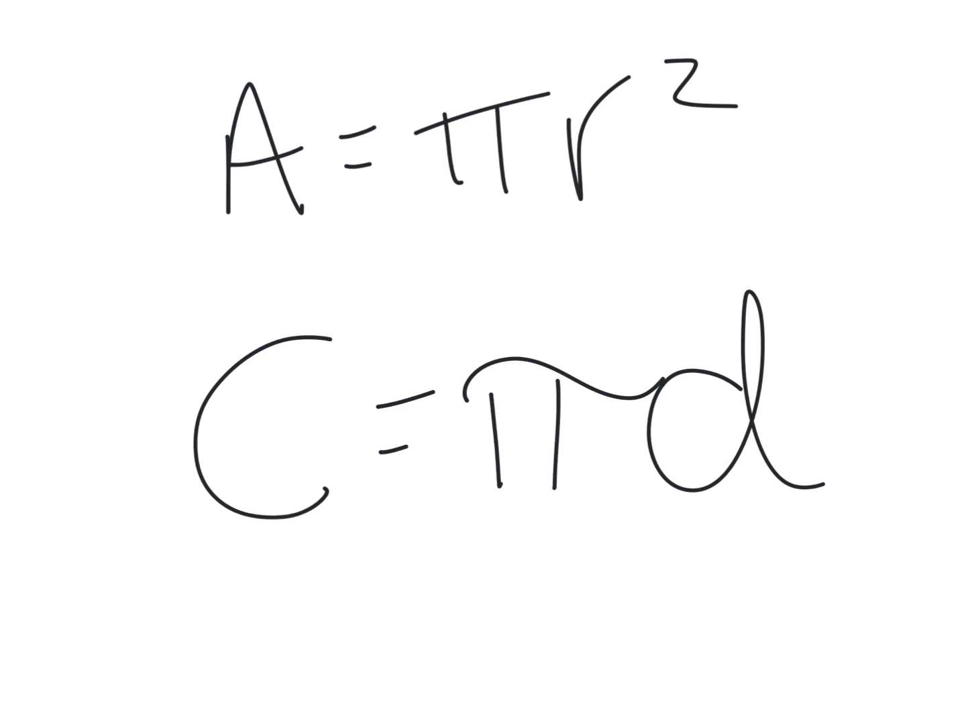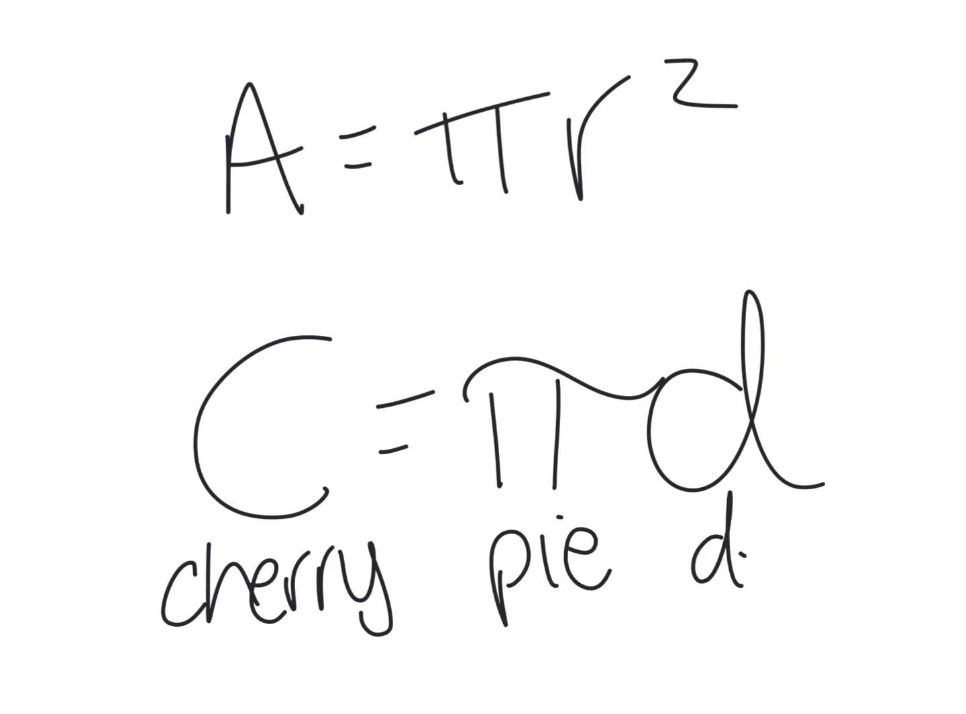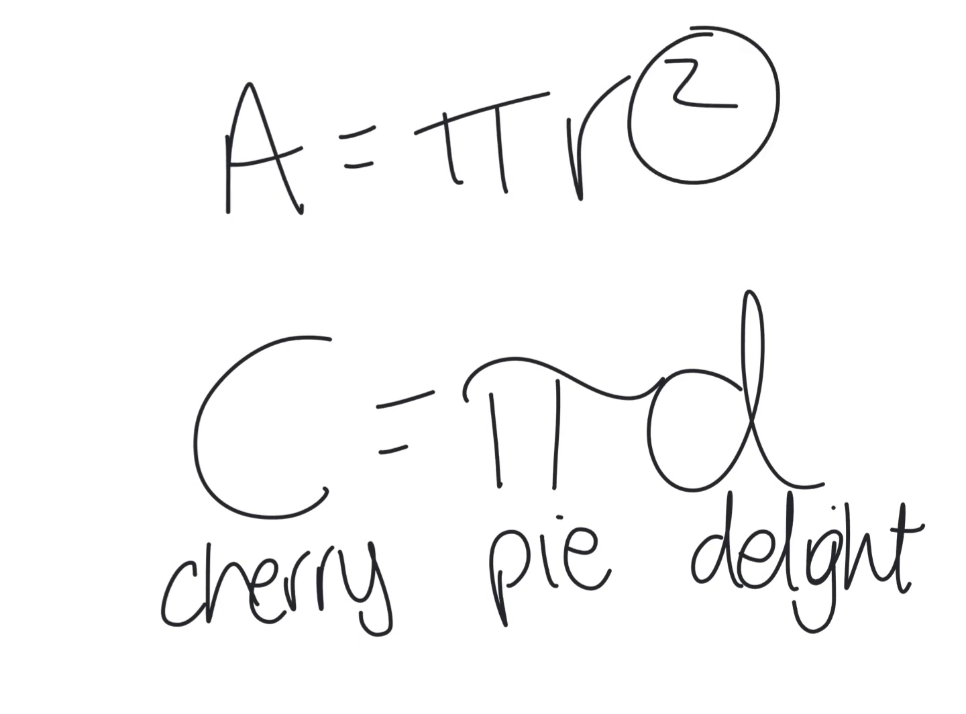But you need to know when to use each one, knowing that C, circumference, goes with pi d and pi r squared goes with area. A tip that I use is Cherry Pie Delight, so it uses those letters: C equals pi d for your circumference, and area is pi r squared. Area has that r squared, the r in the formula. Also, at the end of any area question, you write cm squared. The area formula is the one with the squared. These are not given to you, and you need to memorise them.